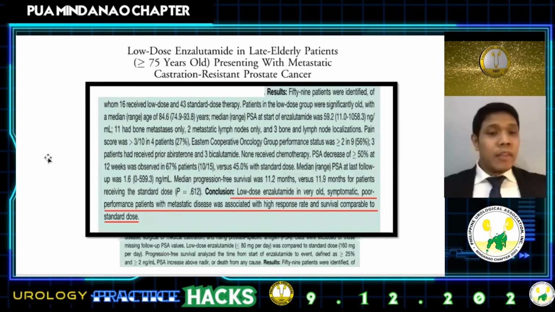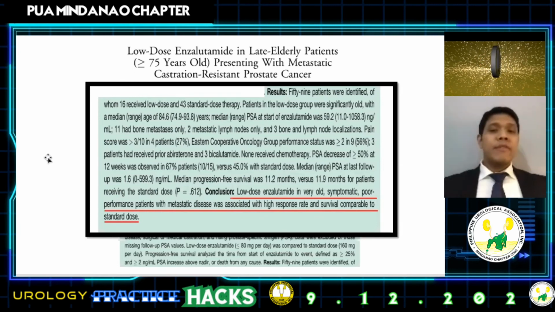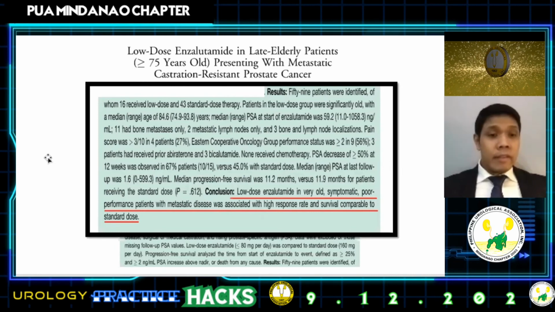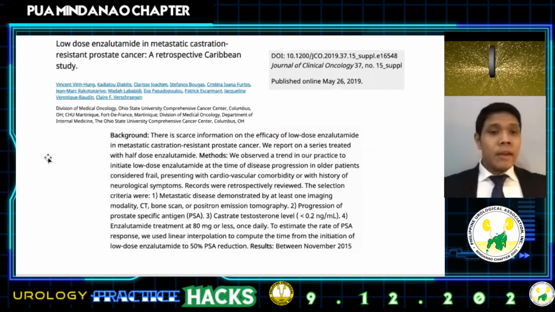What they reported was that in the 59 patients who were included in the study, there was no significant difference on PSA response and median progression-free survival between the two groups, meaning the standard versus the low-dose enzalutamide group. Of course, as a caveat, we have to remember that this is a small study, and the follow-up period is relatively short, okay?